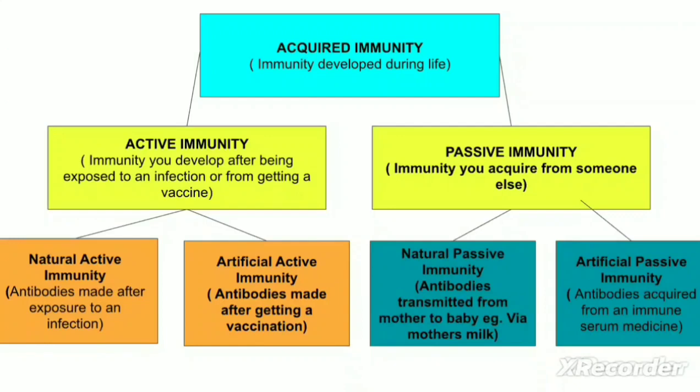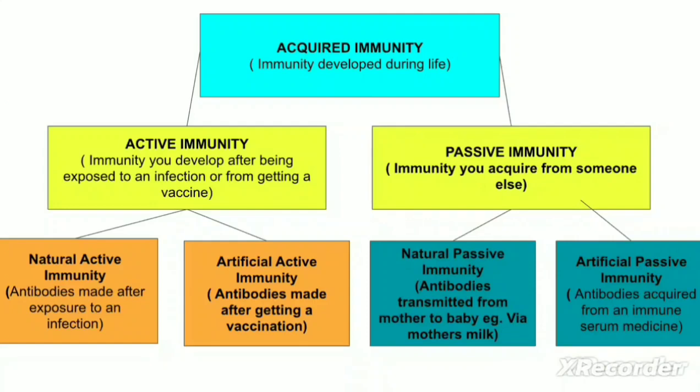Now come to the passive immunity. Passive immunity has two types. First one is natural passive immunity and second one is artificial passive immunity. Now, natural passive immunity. Immunity transferred from mother to the fetus through placenta. Up to 3 months of age, a child is protected by mother's first milk, having IgA antibodies.